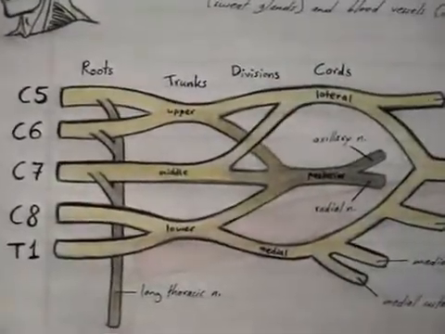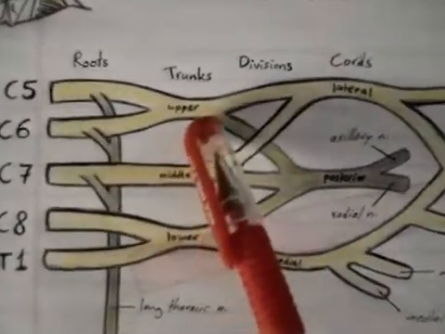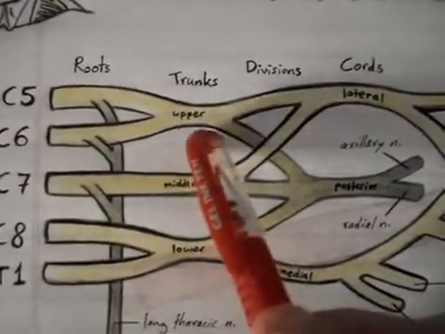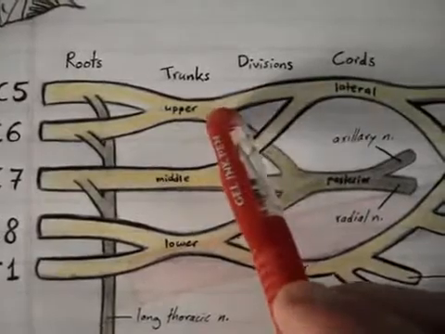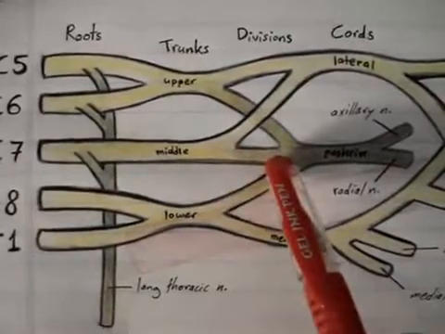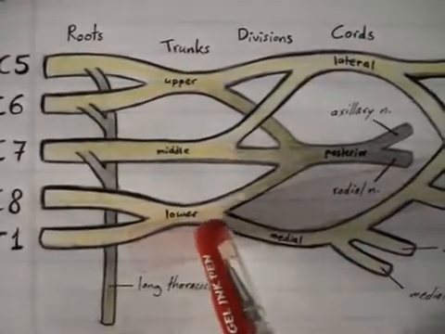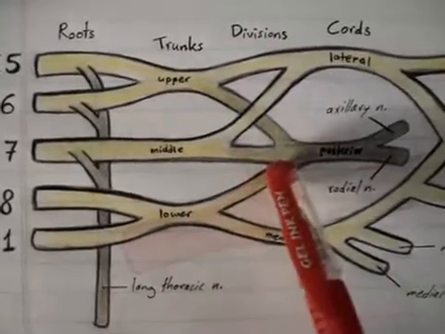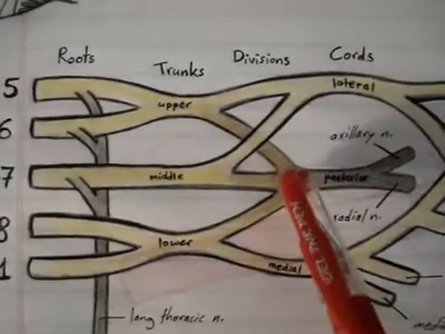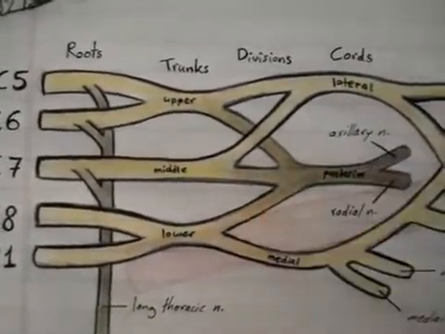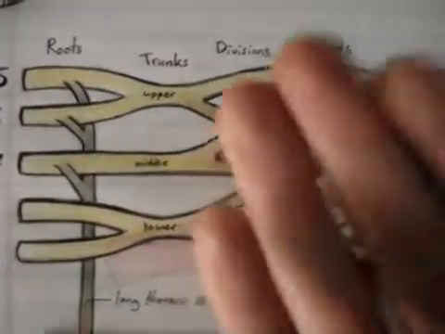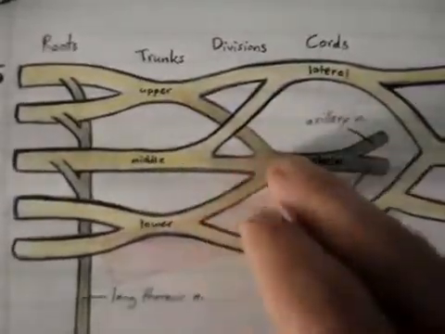Now this next part is a little bit more complicated. Each trunk is going to divide into an anterior and posterior division. So the upper trunk is going to divide into anterior division and posterior division. Middle trunk is going to divide into anterior division and posterior division, and lower trunk is going to divide into anterior division and posterior division. As you can see, I shaded the posterior divisions darker so that it looks like they're going down into the page, in other words, posterior. And the anteriors I shaded lighter so that they're on top. They're anterior and those ones are posterior.